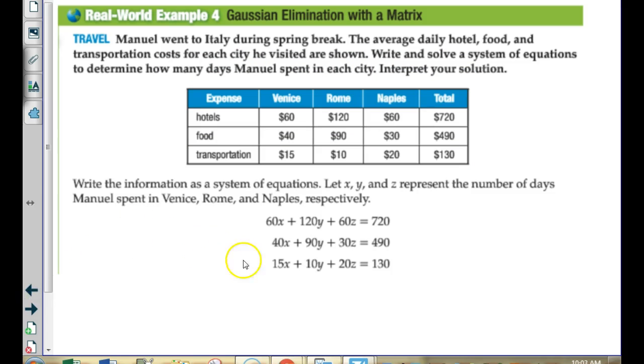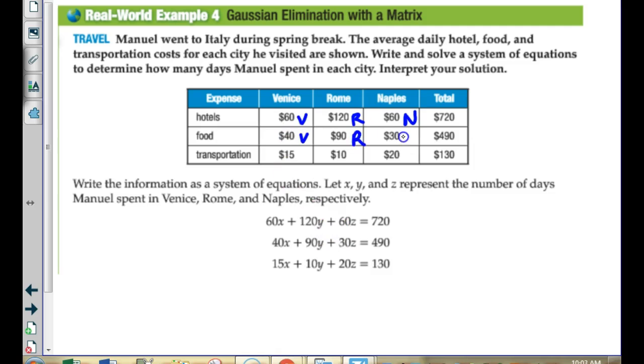Oh, I just have this. Guys, this is right out of the book, a question. There's some of them where they give you a chart. At the end of the chart, the question is how many days he spent in each city. So he spent a total on hotels of $720, but he went to Venice, Rome, and Naples. So they did 60 plus 120 plus 7. So they just made the row into the matrix, okay?